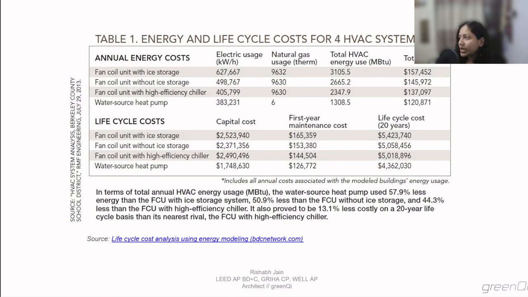So this is an example of life cycle costing of 4 HVAC systems, and you can see here there's capital cost, there's maintenance cost, and also the life cycle cost, which is actually the payback period of each of the HVAC systems. A similar approach can be taken for all the projects at a very initial stage, which can help them choose between different systems proposed for the project.